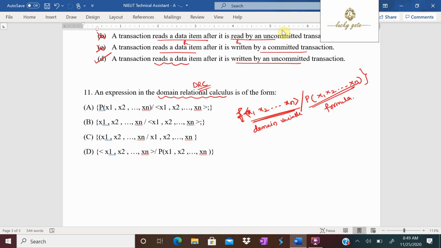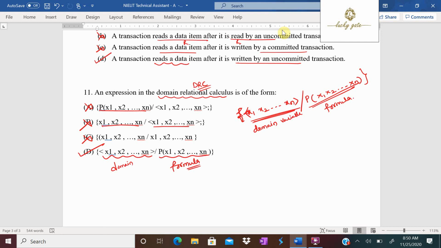Now look at option A. The first formula given is incorrect. Option B, on both sides only variables are given, it is also incorrect. And the third one is also incorrect. And the fourth one is the correct representation, because the first part represents the domain variables and the second part represents the formula that is describing the domain variables. So the answer for this question is option D.